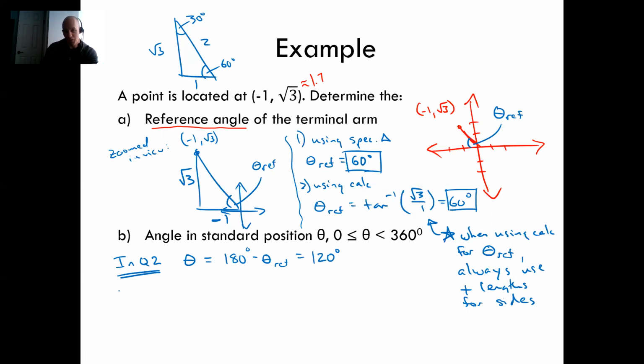In case you're curious, are there other similar formulas for the other quadrants? Yes, this is just an FYI. This is not the problem, but in quadrant 3, theta would be 180 plus the reference angle, and in quadrant 4, you're actually going to go 360 minus the reference angle.